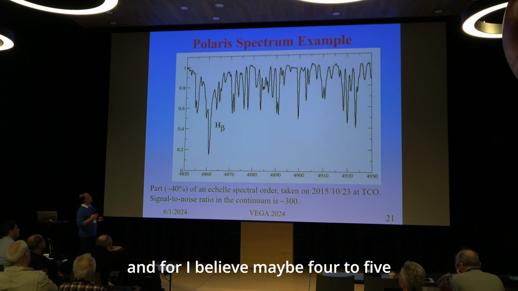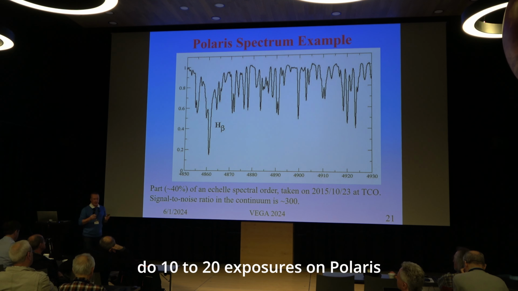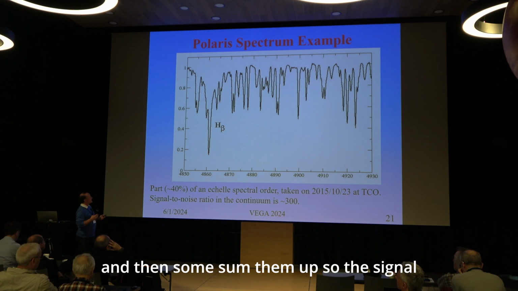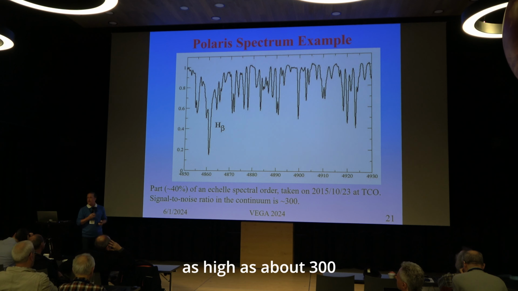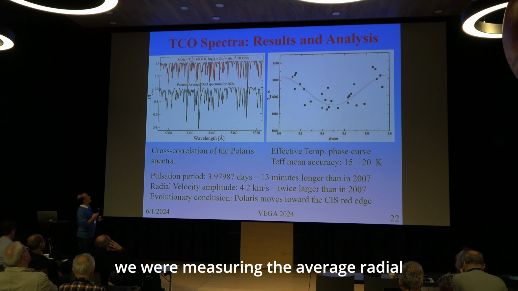For, I believe, maybe 4 to 5 minutes, doing several exposures. Usually I do 10 to 20 exposures on Polaris and then sum them up. So the signal-to-noise ratio in the continuum can get as high as about 300 and even more probably in the blue region.